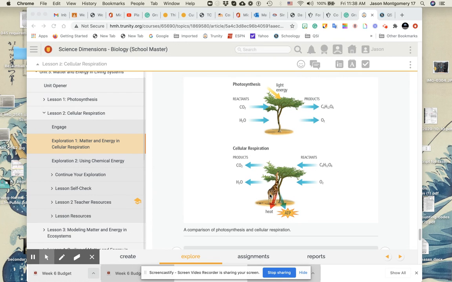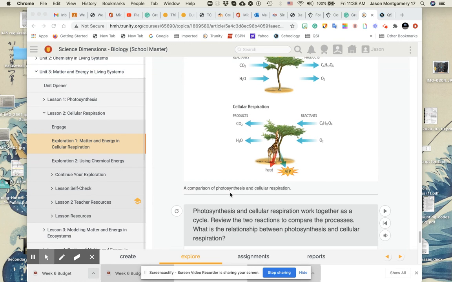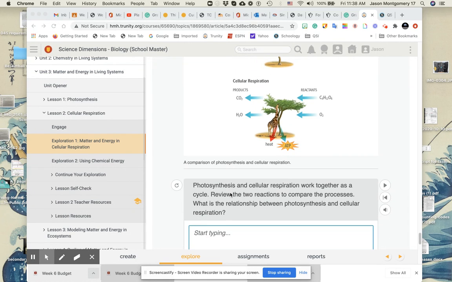Okay, and the main byproduct between all these things that the organism is using is the ATP, and the excess amount of waste product is given off in the form of heat. Okay, so those are the main things. So these two things are working together as a cycle and are dependent upon each other.